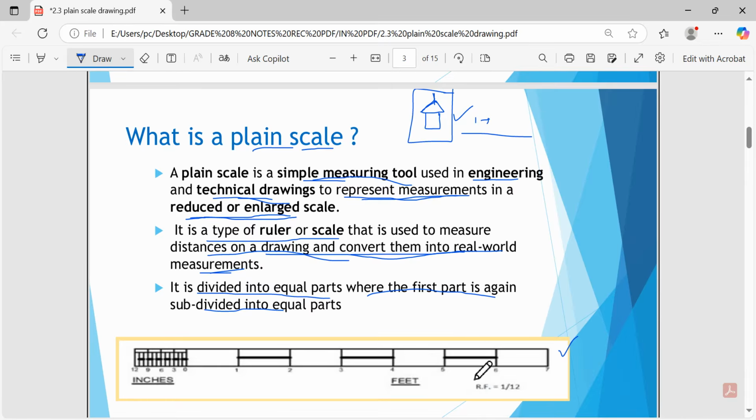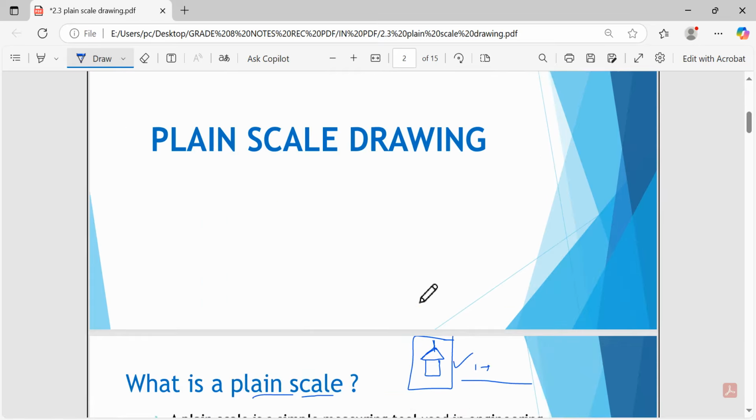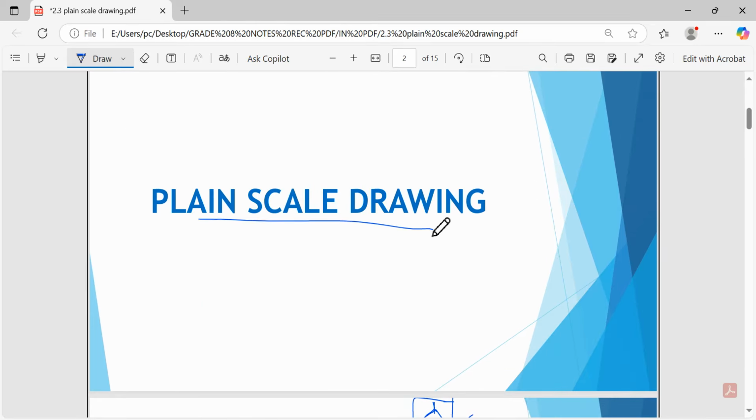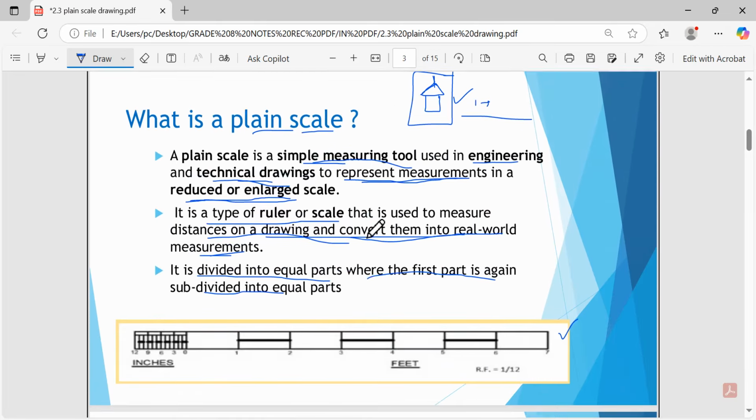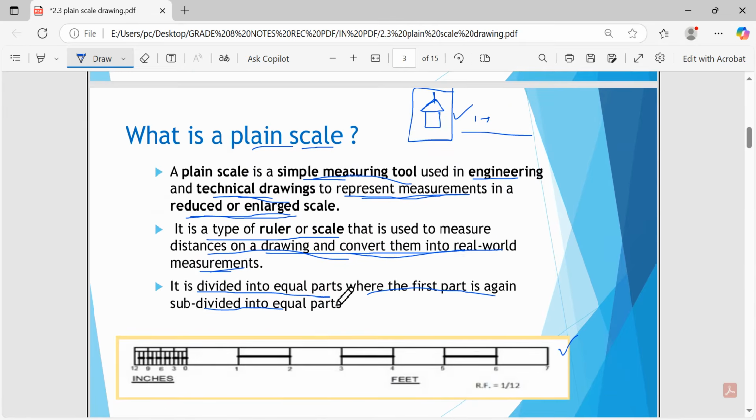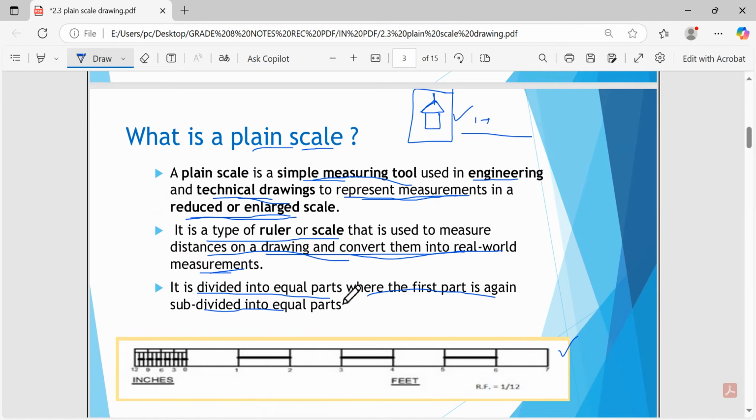But in this scope, we are not going to use plane scale to do drawings, but we are going to understand what a plane scale is and how to draw the plane scale itself. That is why it's called plane scale drawing. It is not scale drawing, it is plane scale drawing, where we will be drawing this plane scale. But in advanced videos, I'll make a video on how to do scale drawing using plane scales.